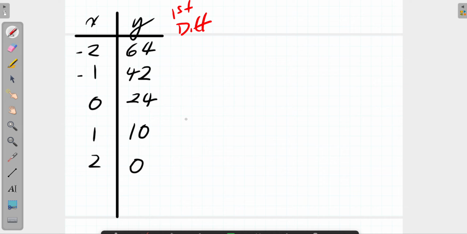Is that change constant in the first differences? And what you've got to make sure of is don't subtract from the top to this one and then from this one to that one. If you change the order you're subtracting, you will mess up the scenario. Because I happen to start at the second one and go up, I'm going to continue that pattern just so it makes a little sense here. 42 subtract 64 will give us a negative value, and it's going to give us -22.